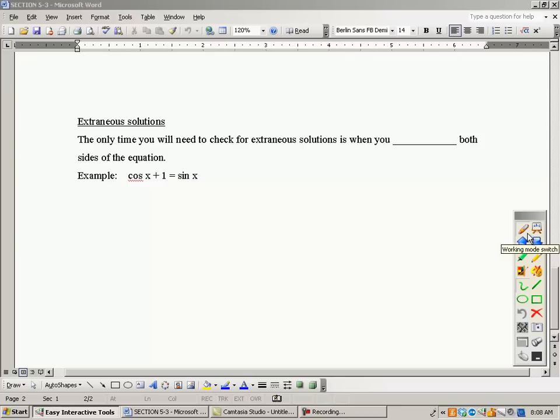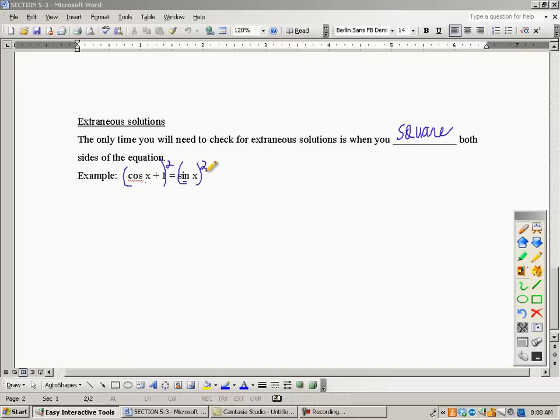The only time you need to check for extraneous solutions is when you square both sides of an equation, okay? Now, the reason we talk about squaring both sides is if you look at the example, cosine x plus 1 equals sine. The problem with this is you cannot replace one of the trig values for the other because they're not squared. And the only time you can replace them with a Pythagorean identity is if you have cosine squared or sine squared. So because I don't have that option, the only thing I can do is to square both sides.